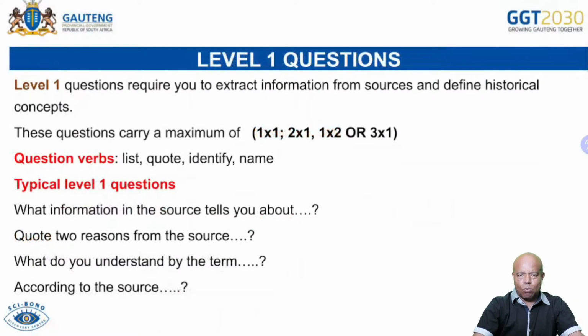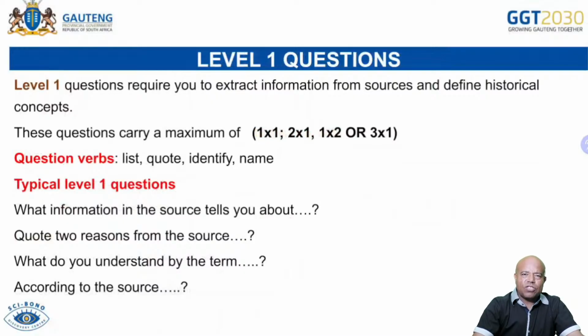So let's look at what level 1 questions are all about basically. Remember, level 1 questions mean you extract the information from the source to answer the particular question. Then they carry a maximum mark of basically 1 times 1, 2 times 1, 1 times 2, 3 times 1, sometimes 4 times 1 also.